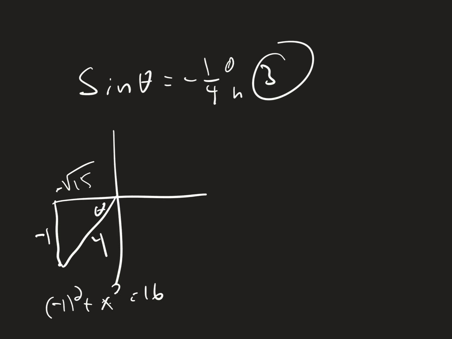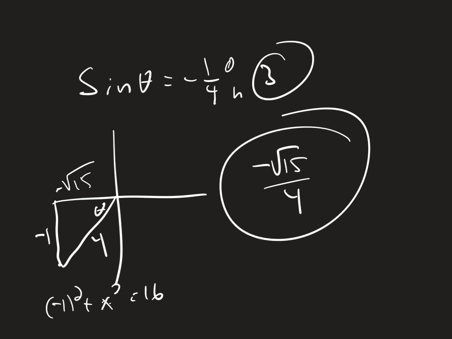And then what are they asking us for? The cosine, because this is section 3. So the cosine is going to be adjacent over the hypotenuse, and that's what the cosine of that angle is.